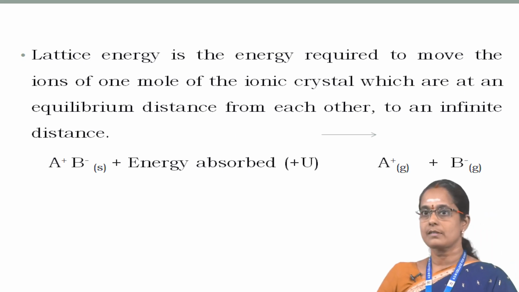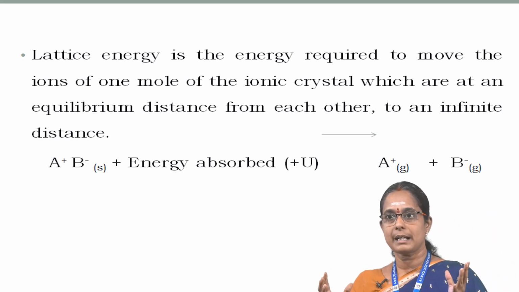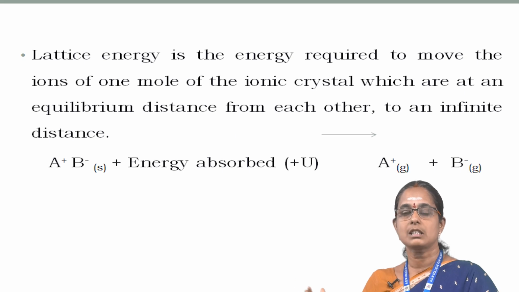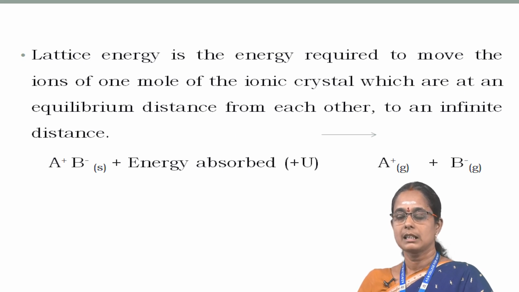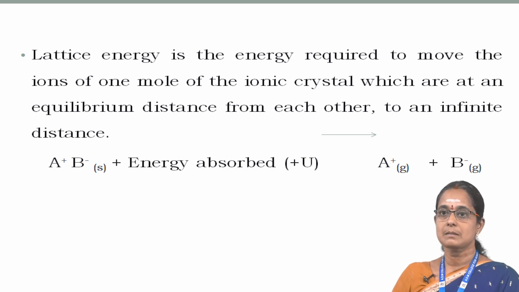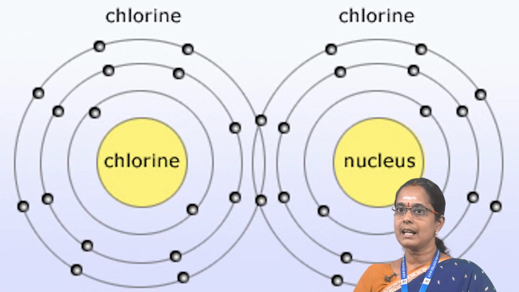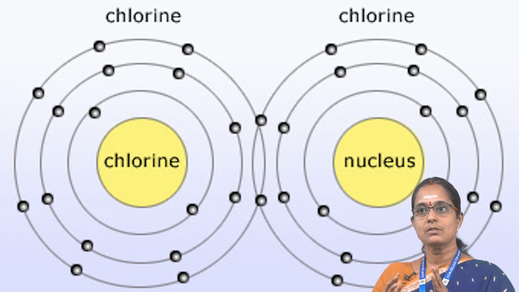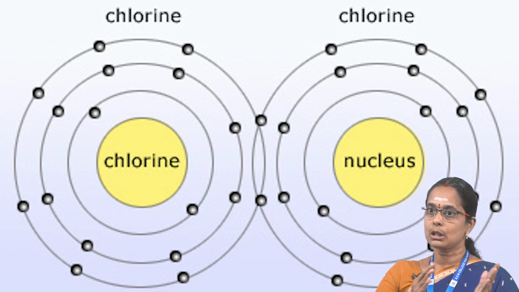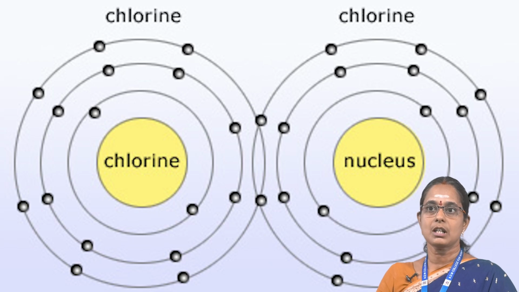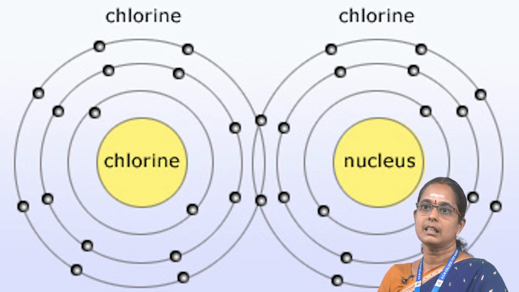In the first process, sodium metal is evaporated to sodium atom. That is, Na(s) is evaporated into Na(g), a gaseous sodium atom. That process is known as sublimation. The energy of sublimation is plus S. In the second one, the diatomic chlorine gas, Cl2, is dissociated into chlorine atoms. The molecule is converted into atoms. The energy of dissociation of the chlorine molecule is plus D.